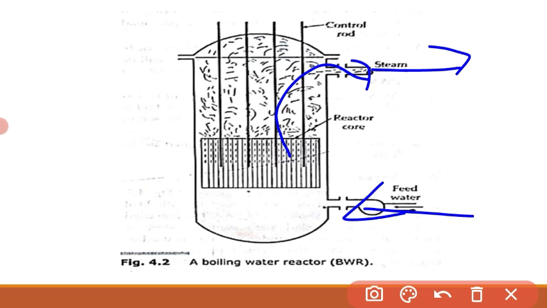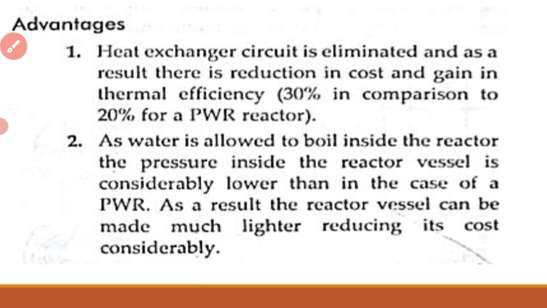Uranium fuel elements are arranged in a particular form inside the pressure vessel containing water. Here they are placing the uranium fuel. Feed water passes through the fuel elements in the core as coolant and also as moderator. Next, the advantages.